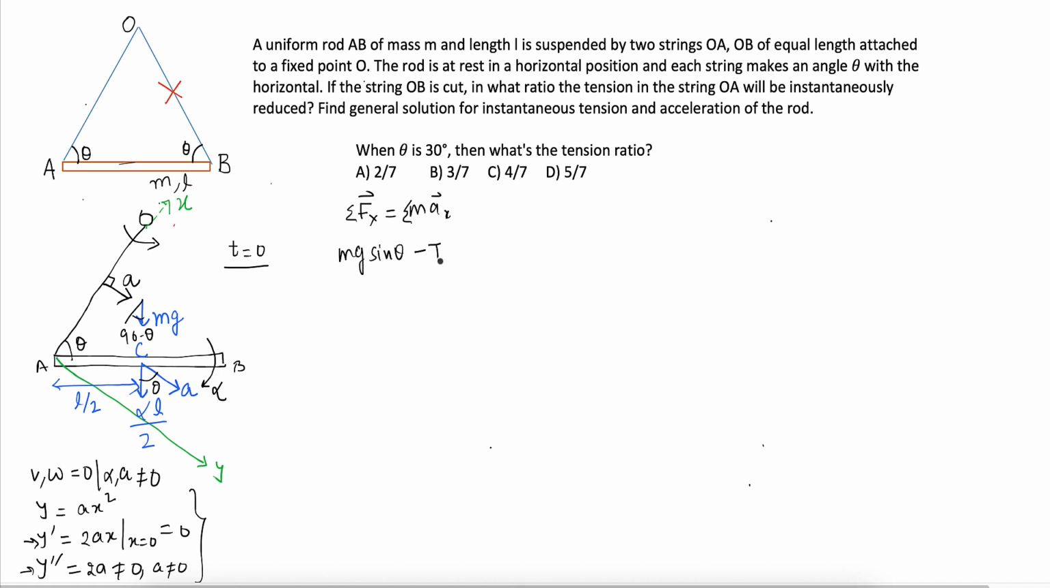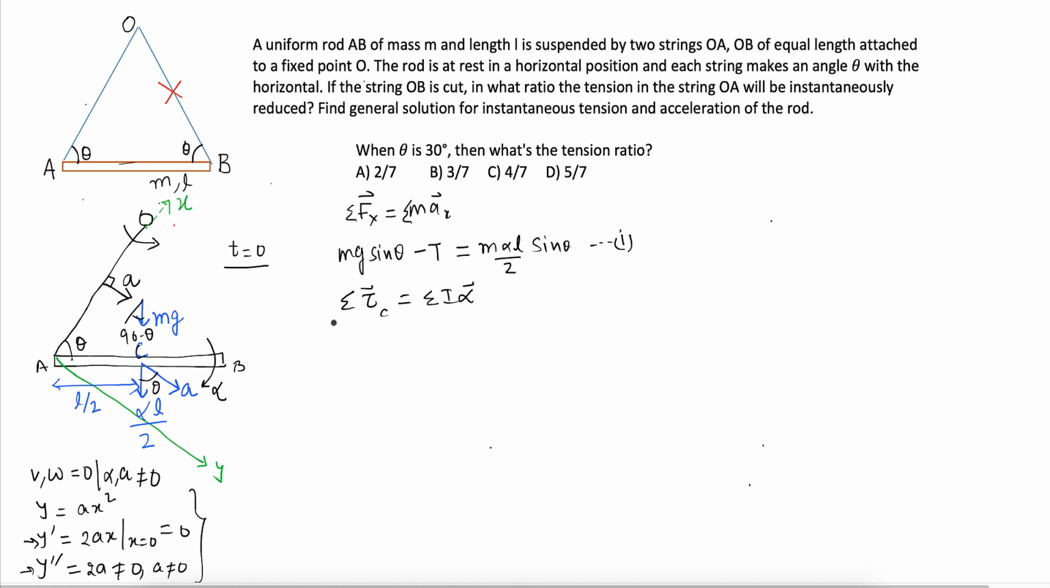T is in the opposite direction in the same axis, and that should be equal to m alpha L by 2 sine theta. Projection of A in the x direction is 0, hence we are not taking it here. Now at point C, if we take the sum of all the torque, that should be equal to I alpha.